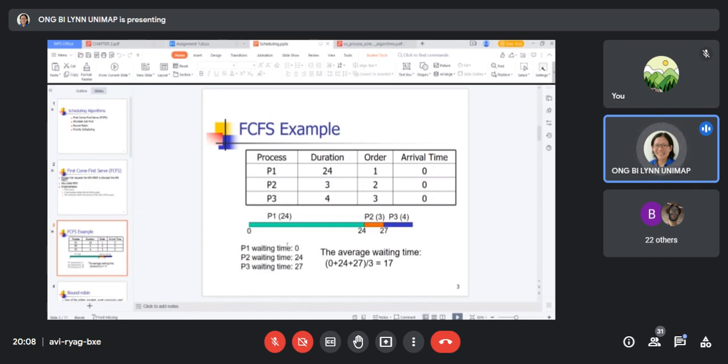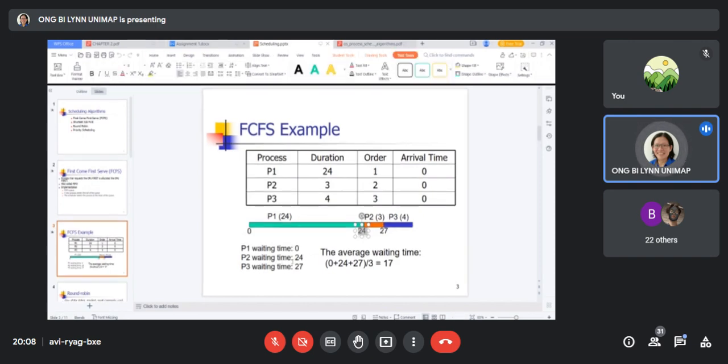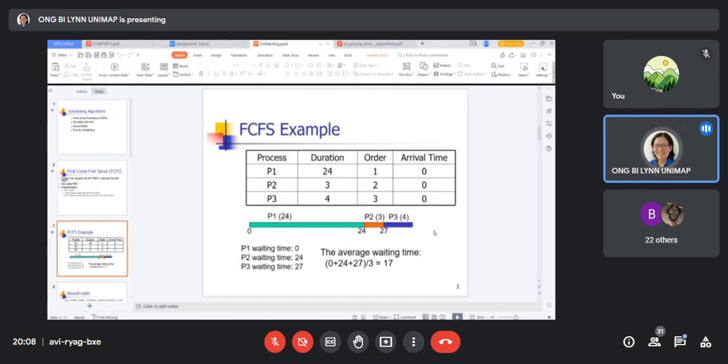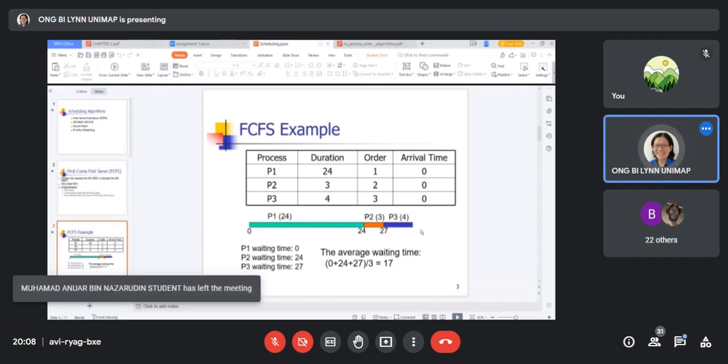Okay. So it says that P1 masuk-masuk dia saja, dia dah masuk. So dia tak ada waiting time. There is no wasting of any time for P1. Whereas before P2 can go in, you see it waits for 24 seconds. All right. So that's why the waiting time for P2 is 24. Okay. So for P3, it needs to wait for P1 and P2 to finish. That's why it has to wait for 27 seconds before it can be executed.